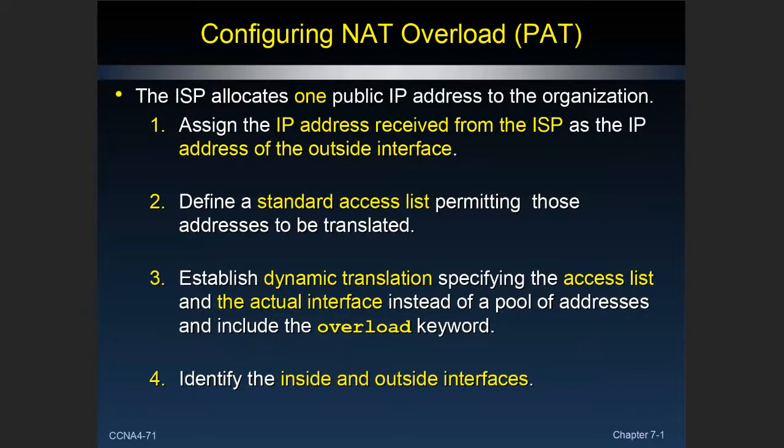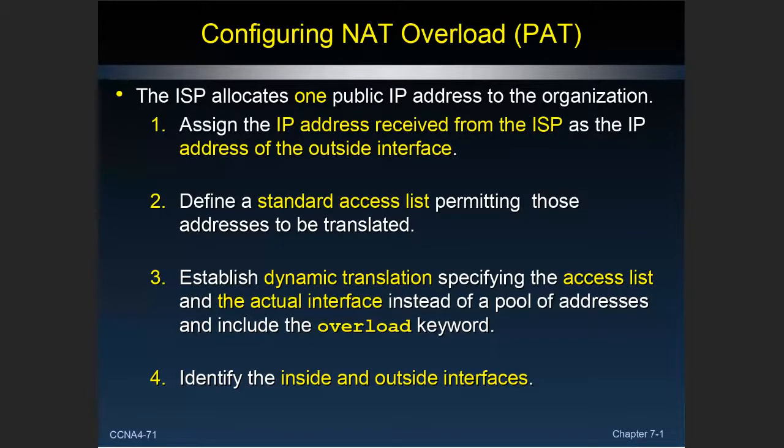So we're going to do step 1, assign the IP address received from the ISP as the IP address of the outside interface. We do the same thing in step 2, make a standard access list. Who gets outside access? Probably everybody at home. Number 3, dynamic translation statement. Specify the access list. Even if you want everybody to get to the outside world, you still have to use an access list and just permit everybody. And then include the overload keyword, which here means start using port magic to allow more than the 6 people to be connected. And then lastly, make sure you specify the inside and outside interface ports on the router so it knows what's inside and what's outside.